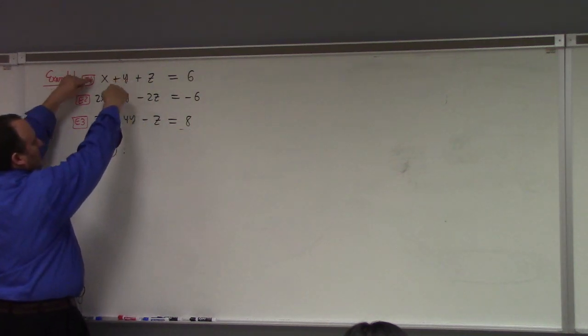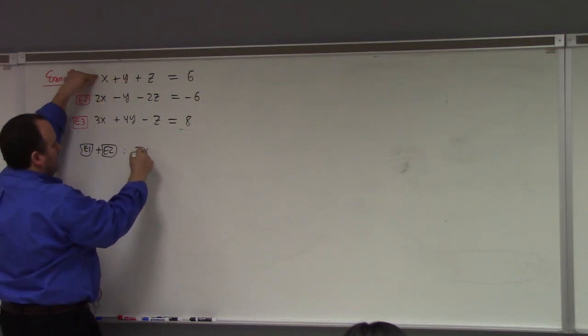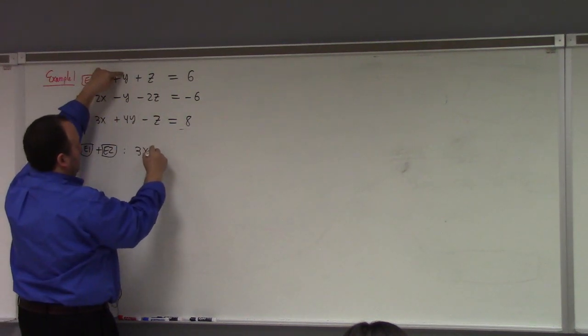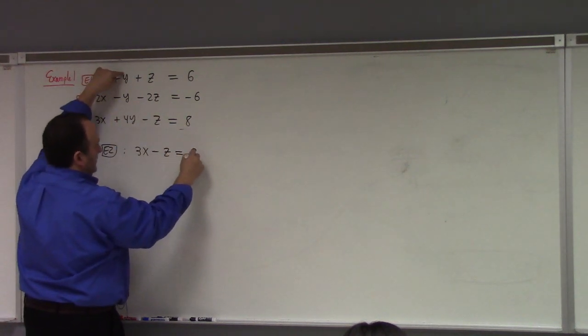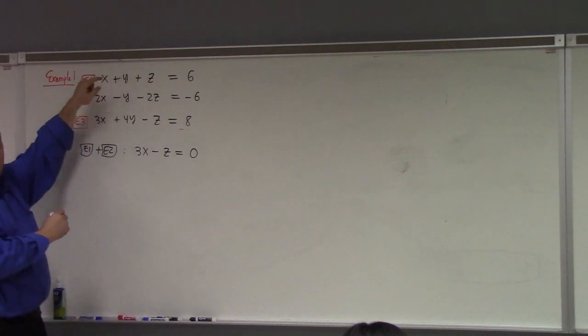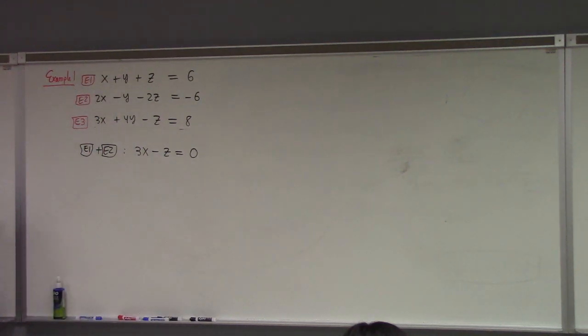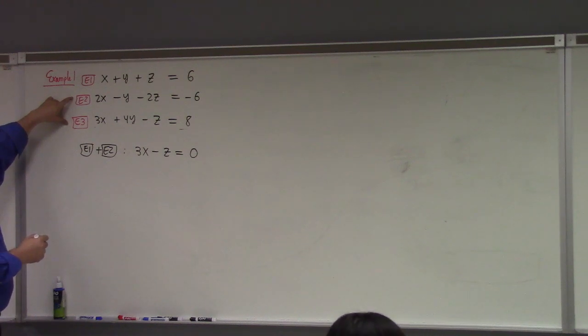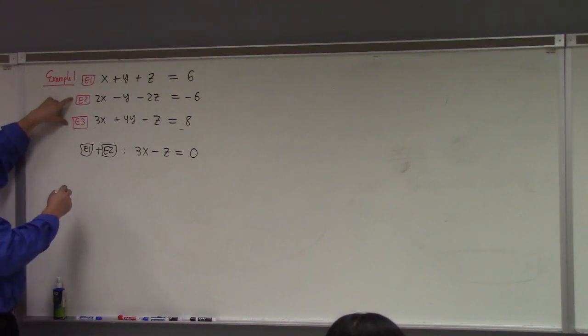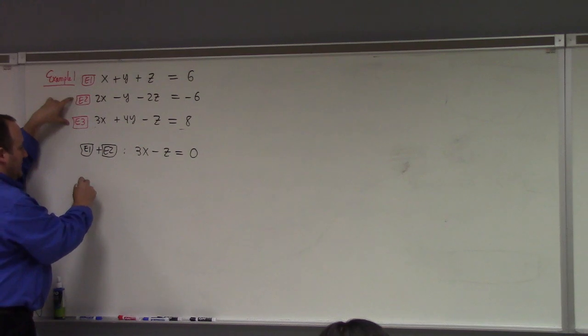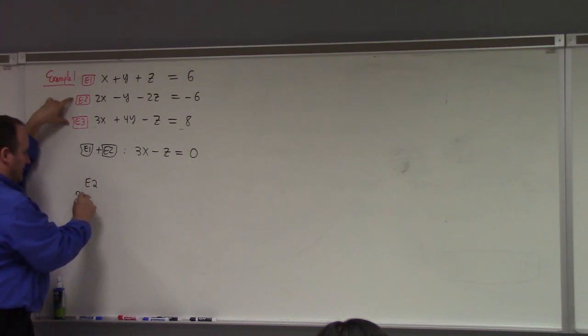If I add 1 and 2, what do I get? I get 3x minus z equals 0. All right? Hooray. What happens if I... Oh, see, this is... How about 2 and 3? Let's look at equation 2, and let's look at twice equation 3.